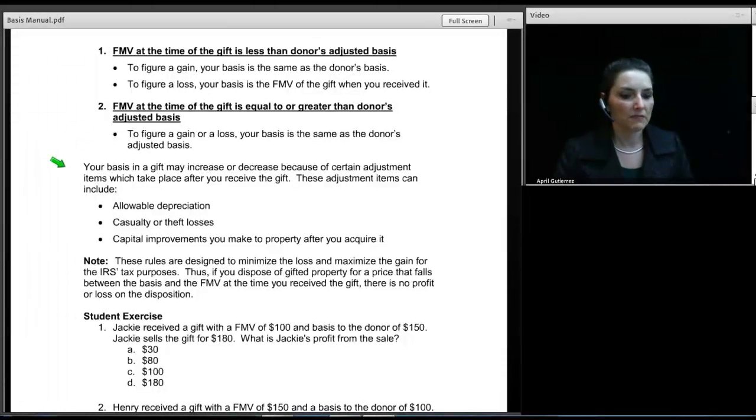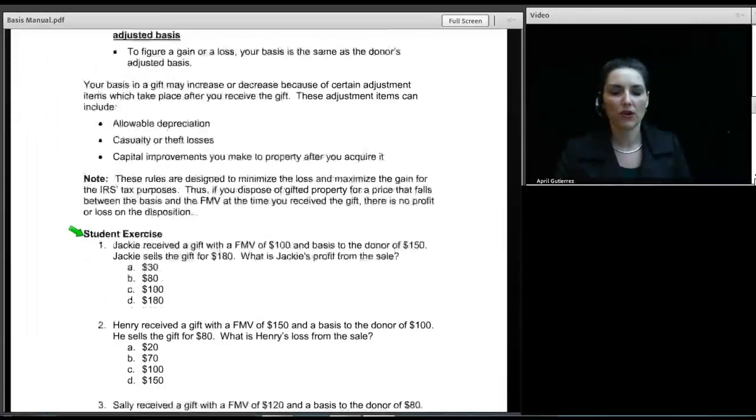Your basis in a gift may increase or decrease because of certain adjustment items which take place after you receive the gift. These adjustment items can include allowable depreciation, casualty or theft losses, and capital improvements you make to the property after you acquire it.